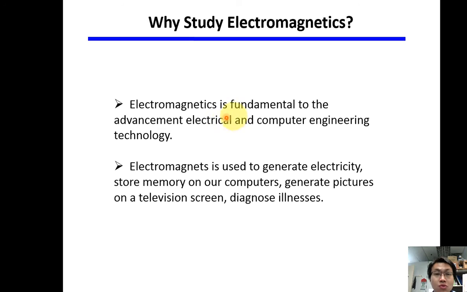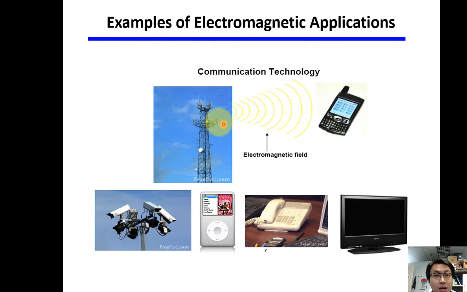Electromagnetics is fundamental to the advancement of electrical and computer engineering technology. Electromagnetics is used to generate electricity, store memory on our computers, generate pictures on a television screen, and diagnose illnesses. For example, 4G and 5G communication technology all involve electromagnetic waves. We have CCTV, iPod, telephone, monitor.